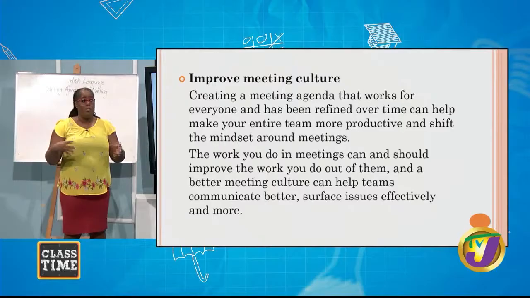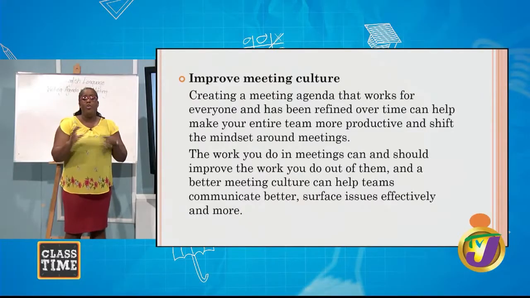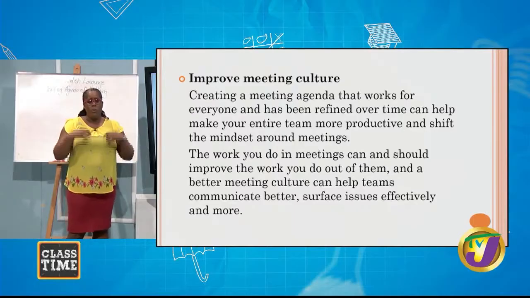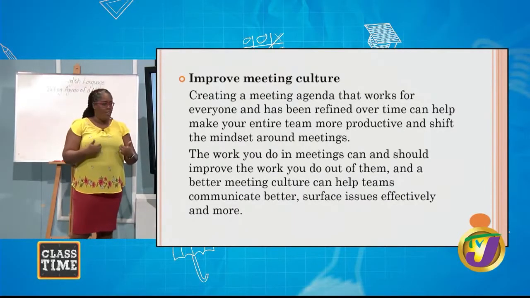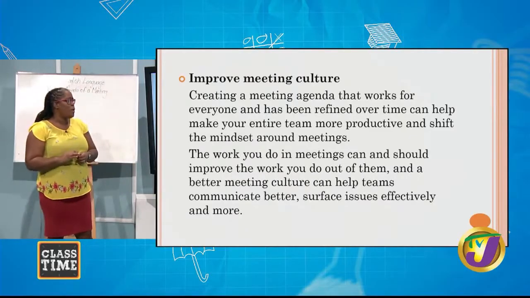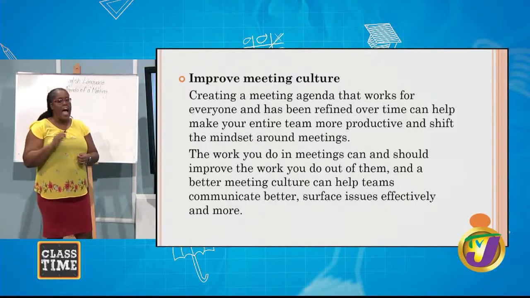Maybe you will have persons more perky, going to the meetings because they know what the meeting will be about, and they know how long the meeting will last. So it might improve the culture of meetings. The work you do in meetings can and should improve the work you do out of them. And a better meeting culture can help teams communicate better, very important, surface issues effectively, and more.